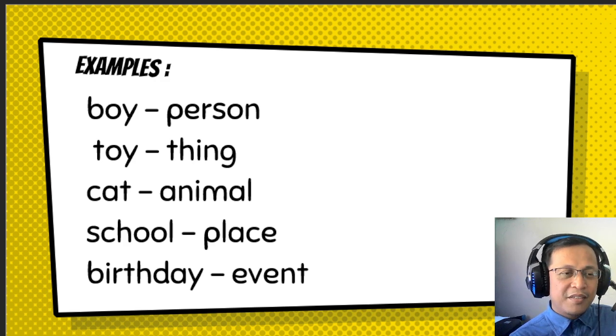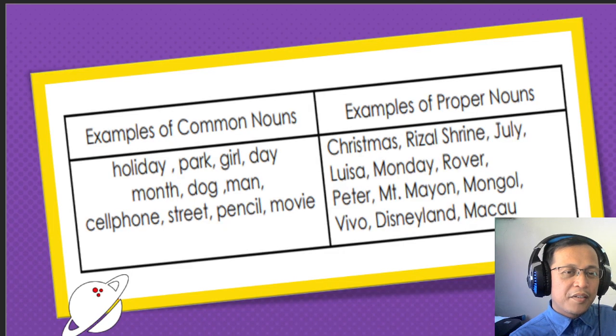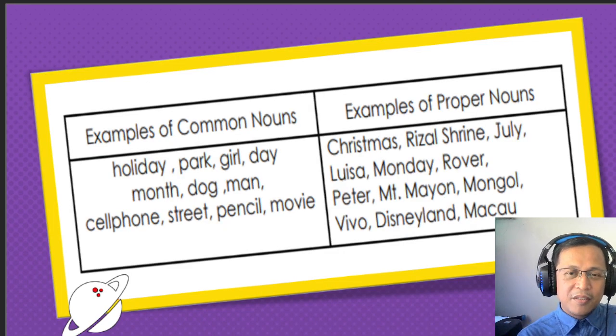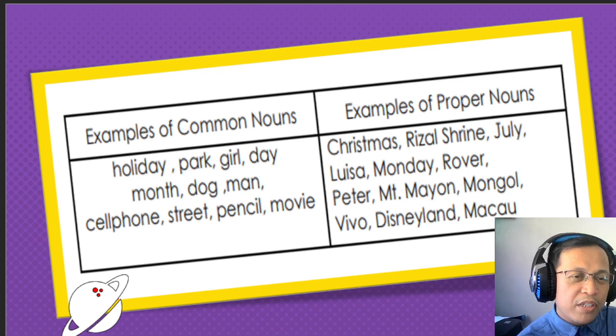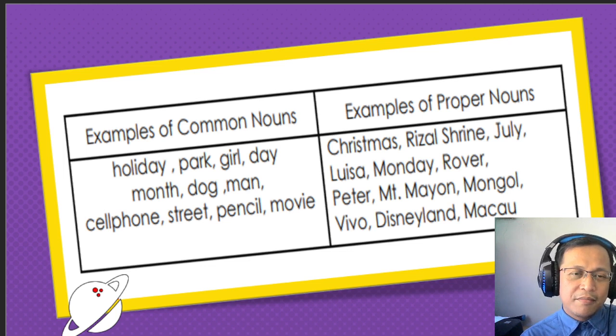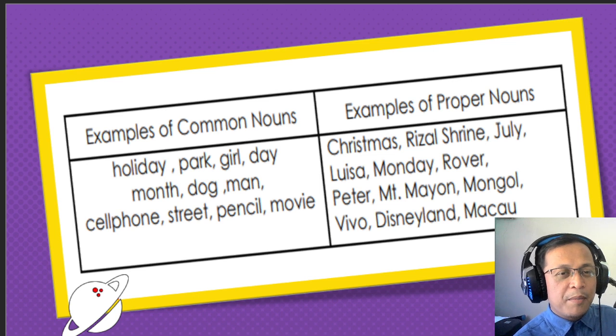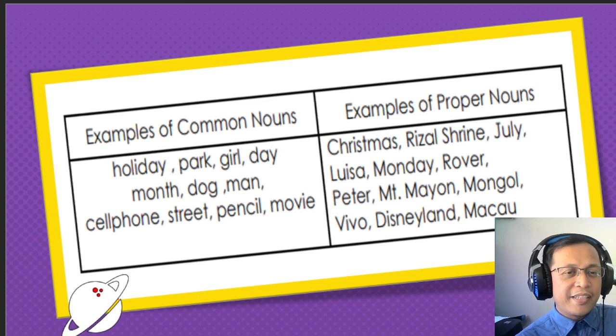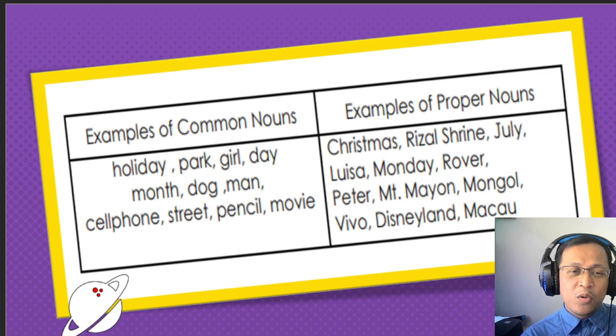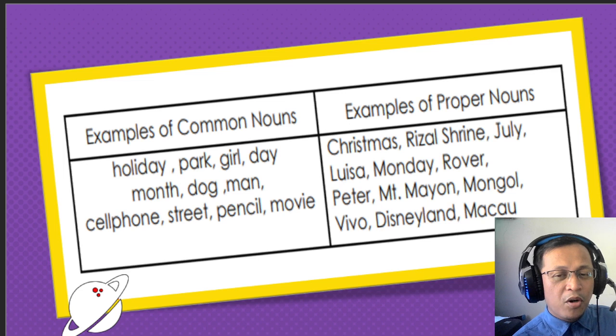Then we have this one. Our next learning task, or another example, would be this one. The examples of common nouns are holiday, park, girl, day, month, dog, man, cell phone, street, pencil, and movie. Again, look at these words. They are all written in a small letter, or in lowercase, because these are common nouns.